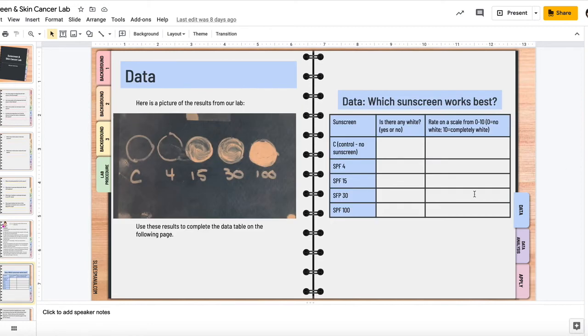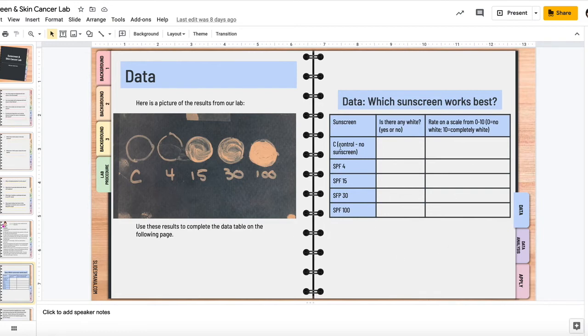Here we have the data. These would be the results of the lab. This UV sensitive paper is blue wherever it was exposed to UV light, and it's going to be white where the UV light was blocked from reaching the paper. So essentially, the more white the paper is, the more UV light was blocked from the paper there.